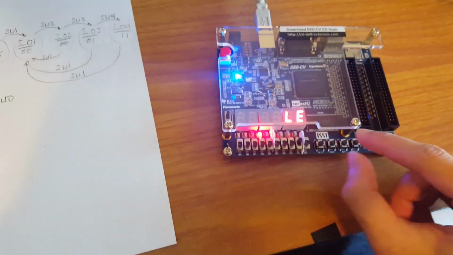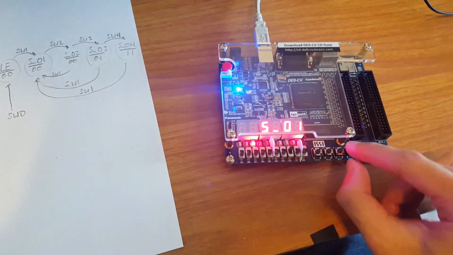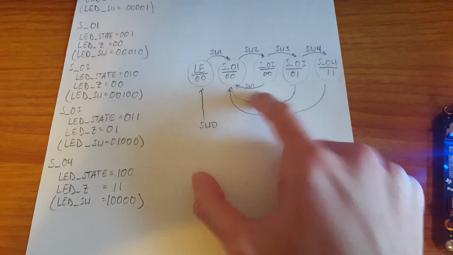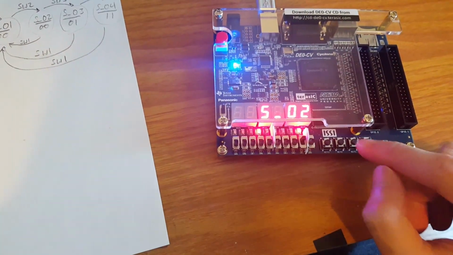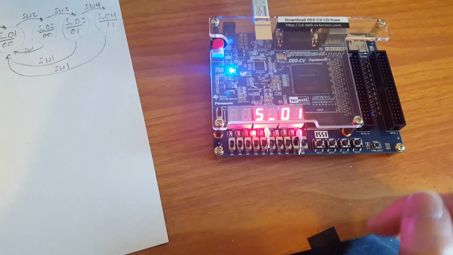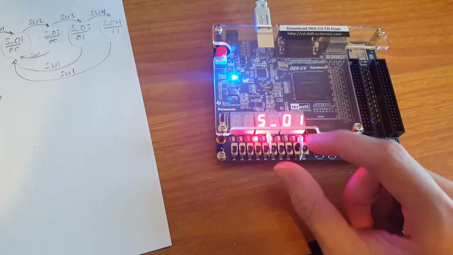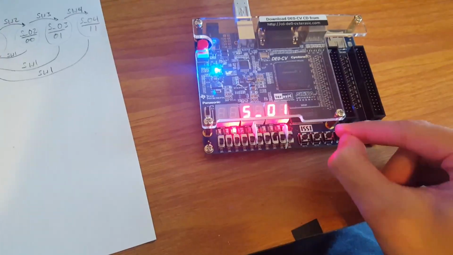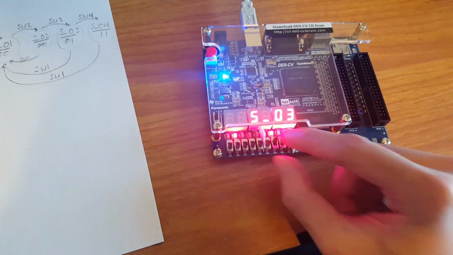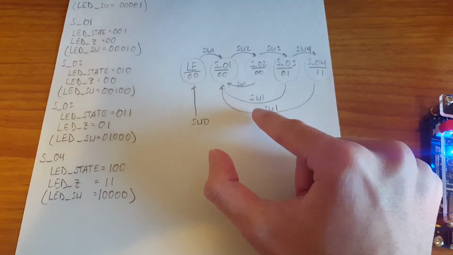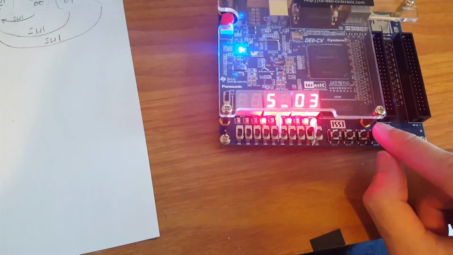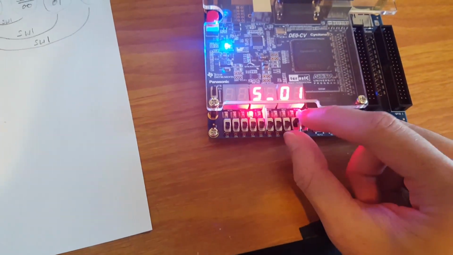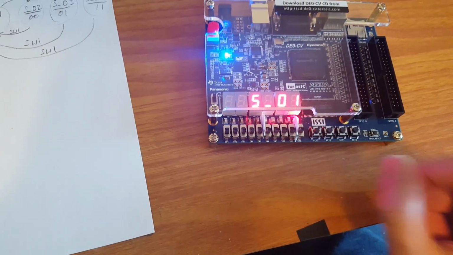Next, we will try the transitions from each state to state 1. So we will go to state 2. Once we're in state 2 and we read the input switch 1, we should transition back to state 1. And when we turn on switch 1 and clock, we do indeed transition back to state 1. We will do the same thing for state 3. When we're in state 3 and read the input of switch 1 and clock, we should revert back to state 1. And when we do, we see that it does go back to state 1.